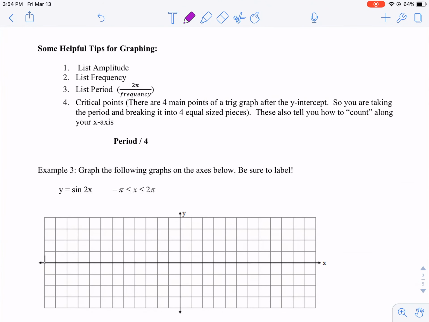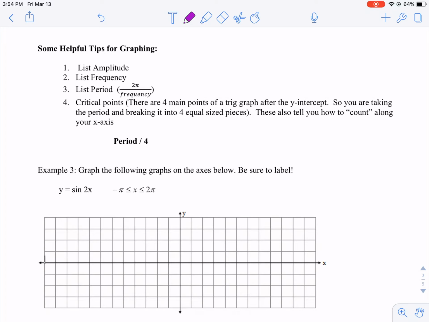Helpful tips for graphing. List your amplitude, your frequency, list your period, and then number 4 is critical points. So when we graphed on day 1, we graphed for pi halves, pi, 3 pi halves, and 2 pi. So after the 0, there were 4 main points that we graphed, and they lined up with the quadrantal angles. I am not going to try to show you on a video, but no matter what our labels are on the x-axis, we really still are lining up with those quadrantal angles.